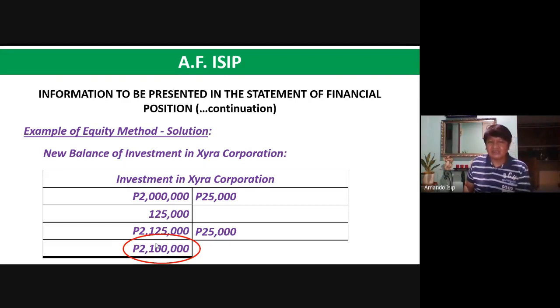Why are we using the equity method? Because the investment of Amanda in Syra is more than 20%. What do you mean by that 20%? Because Amanda has significant influence over Syra. I hope this is very clear to everybody. And this is the equity method concerning investment, which is a financial asset. And this is part of your balance sheet or statement of financial position.